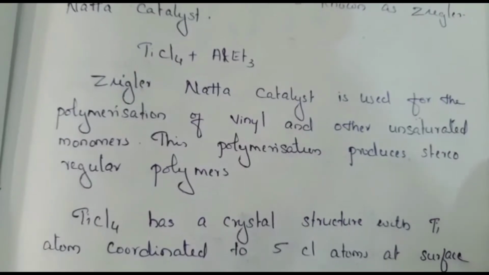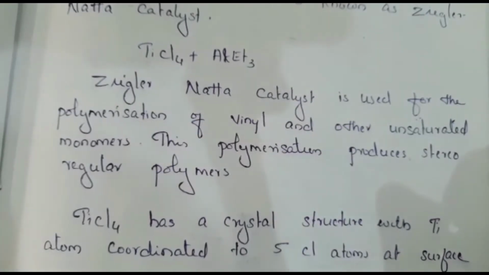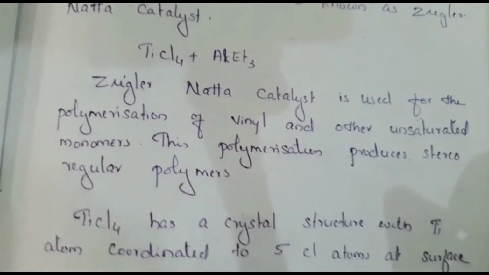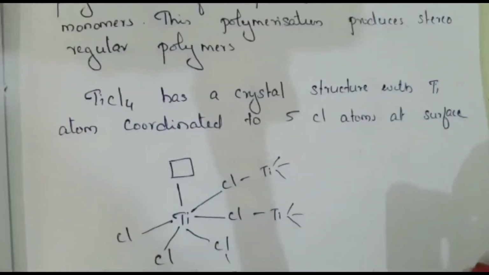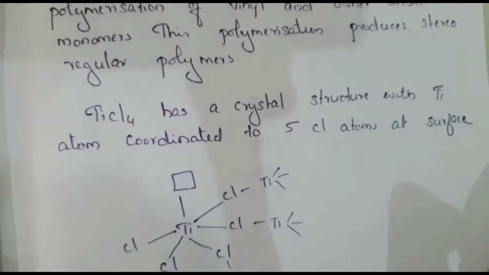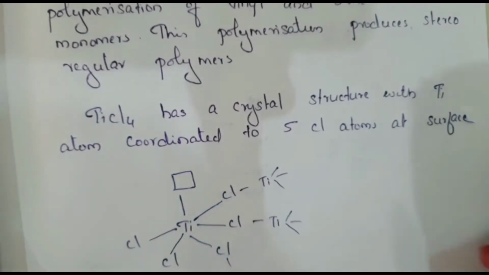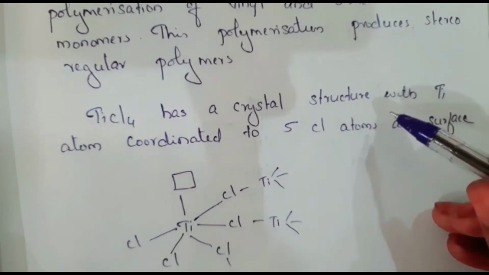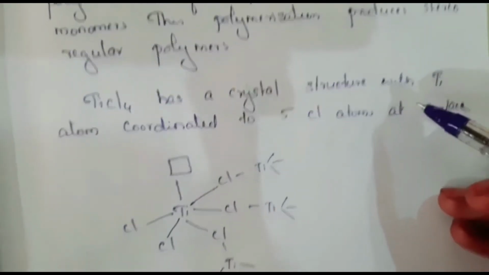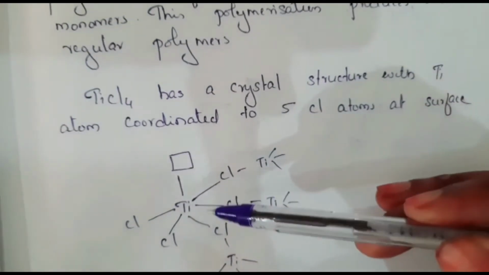Ziegler-Natta polymerization produces stereoregular polymers. Now we will go in detail about the Ziegler-Natta polymerization. Here we know titanium tetrachloride, TiCl4, we are using for the catalyst, and TiCl4 has a crystal structure with titanium atom coordinated to 5 chlorine atoms.